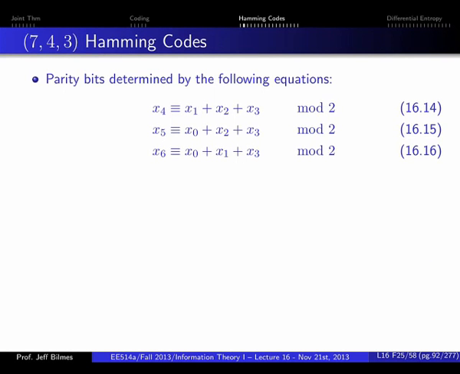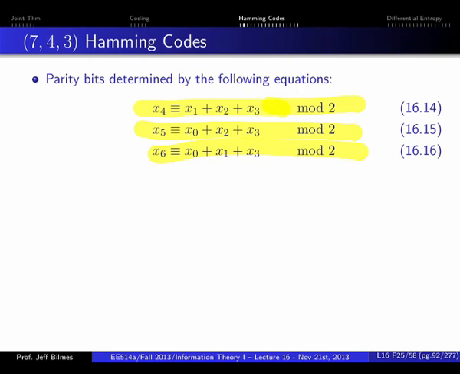Like, for example, here we talk about mod 2. So here's our parity bits. So we have x0, x1, x2, x3, and we're going to construct 3 additional parity bits. The first one is going to be the sum of x1, x2, x3, mod 2. The second one is going to be the sum of x0, x2, x3, mod 2. And the third is going to be x0, x1, x3, mod 2.